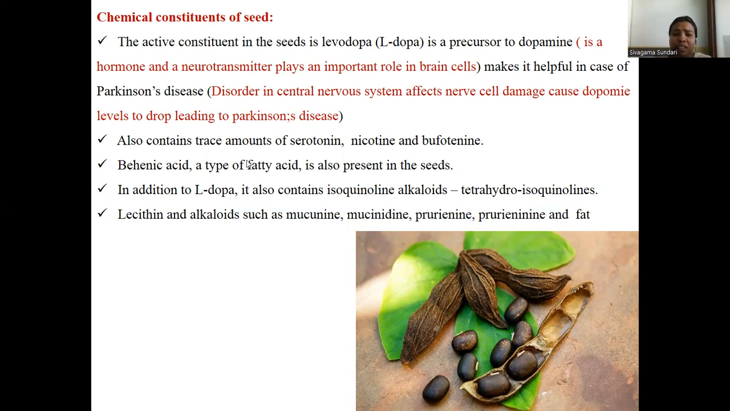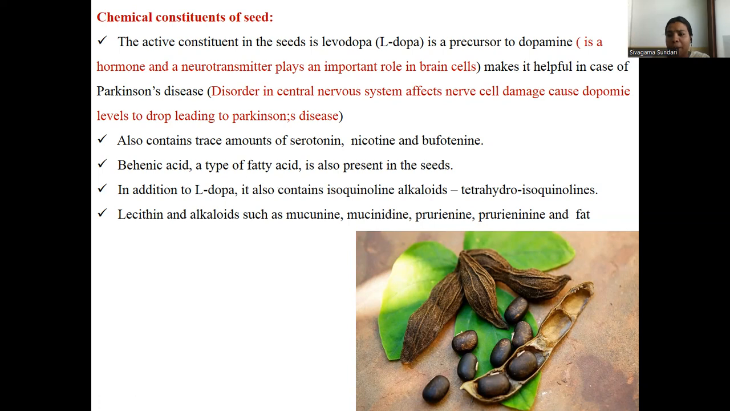In addition to that, the seed also contains trace amounts of serotonin, nicotine, and bufotenine. Behenic acid, a type of fatty acid, is also present in the seed. And in addition to L-dopa, it also contains isoquinoline alkaloids and lecithin. But mainly, the seed contains a predominant amount of L-dopa, the precursor of the dopamine hormone present in our central nervous system.